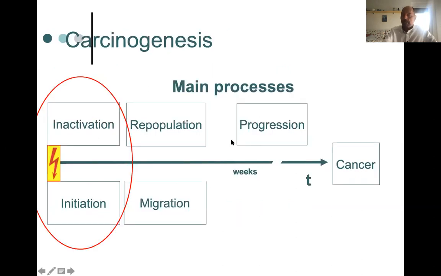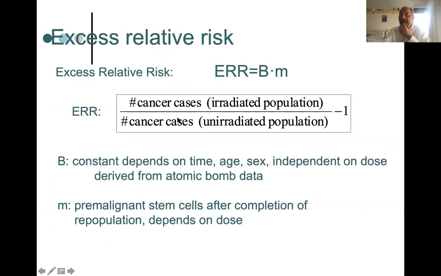Inactivation, initiation, repopulation, this can be modeled. Generally, you model the excess relative risk. The excess relative risk is the number of cancer cases in the irradiated population divided by the number of cancer cases in the non-irradiated population, minus 1. So if there is no effect of radiation, this should be 0, okay? If it is 1, for example, this means that this ratio is 2, so it's a 100% increase. You have 2 times the number of cases here than here.